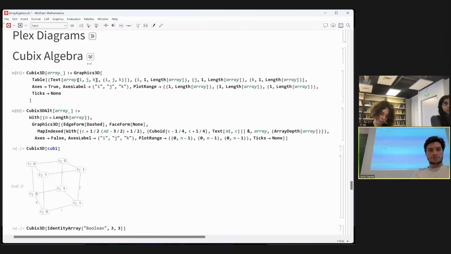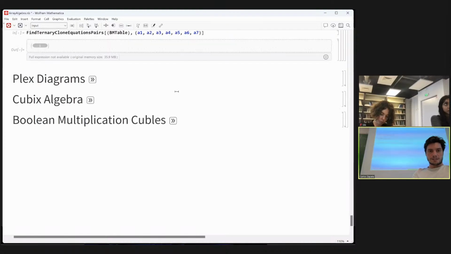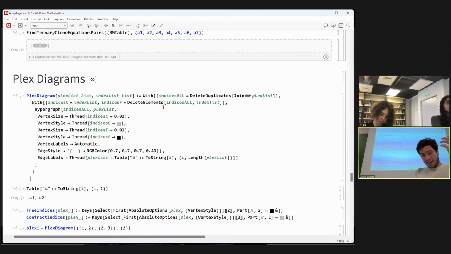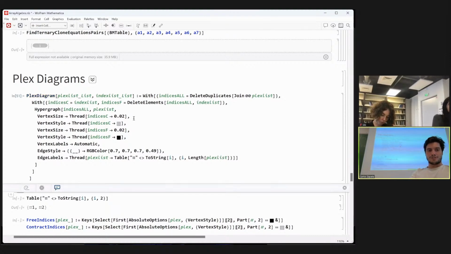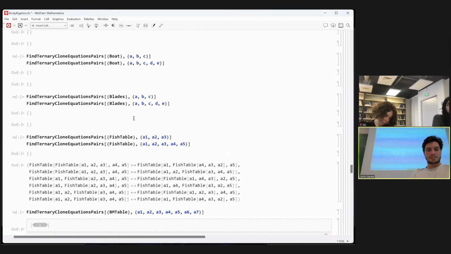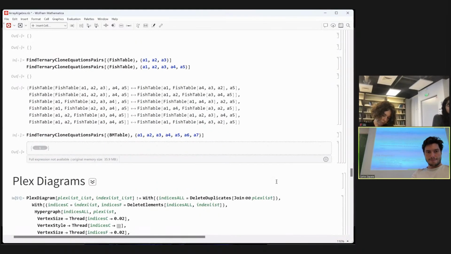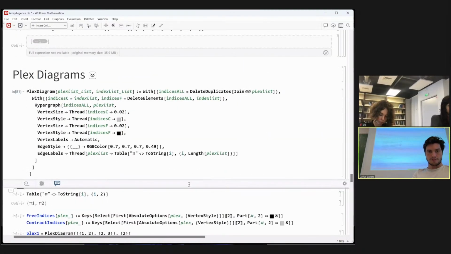So the other thing I wanted to show you is the Plex diagrams. This is where I left it in my presentation. So far this is just a matrix algebra in some sense.